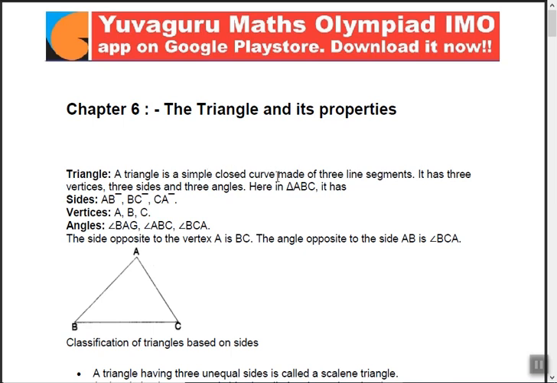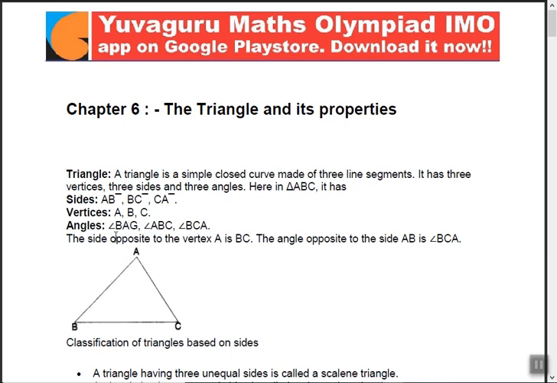So a simple closed curve made of three line segments, right? Segments means where they have an end: AB, AC and BC. It has three vertices, three sides and three angles. Okay, these are common things we have studied earlier also. So sides, vertices, angles, you know this: angle BAC, ABC and BCA.